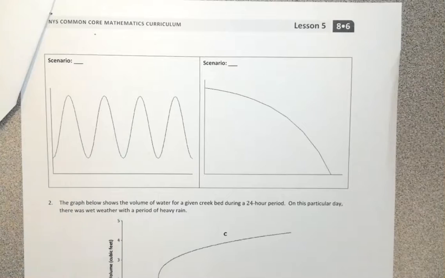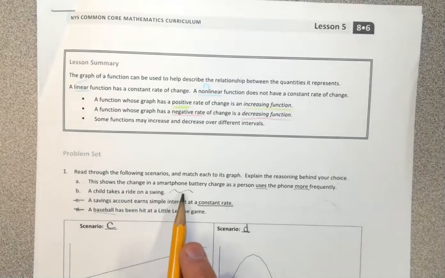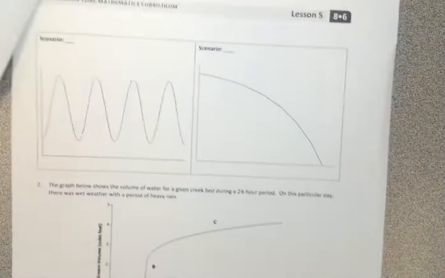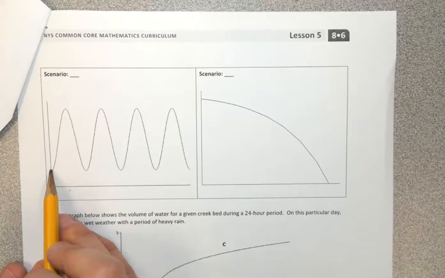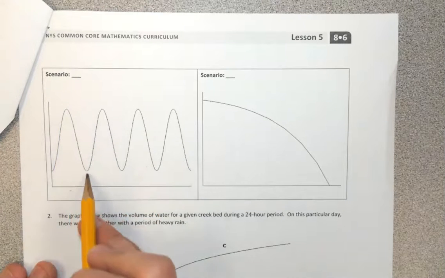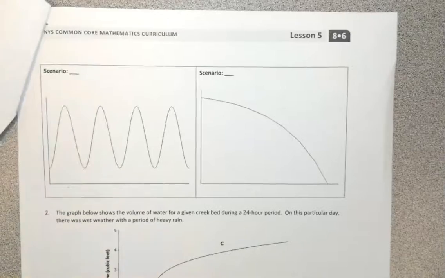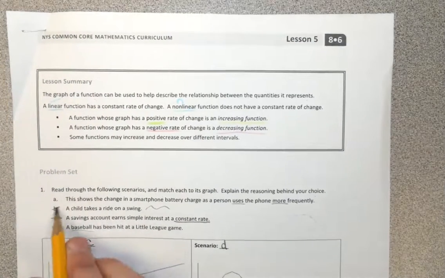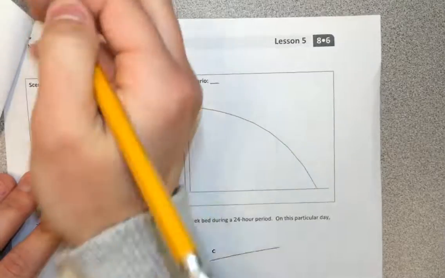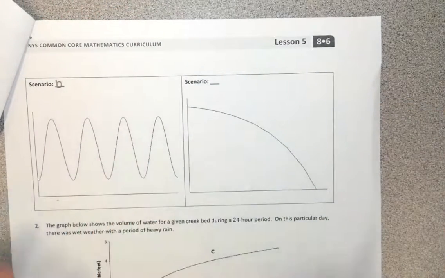So if you look at these two, think of the line that we drew to represent the child's swing. Up and down, up and down, up and down, forward, backwards, whichever way you want to think about it. And look at this one. You have the child kicks their legs and they go up and then they come down and they go up and then they come down and then they go up and down. You get the point. So that graph right there definitely represents the child takes a ride on a swing. So I'm going to go ahead and write B. That makes sense. Up and down, up and down.